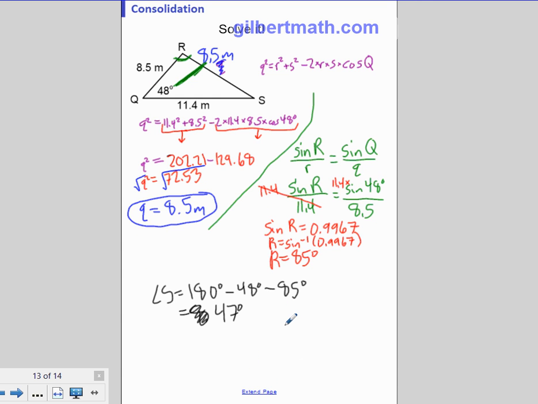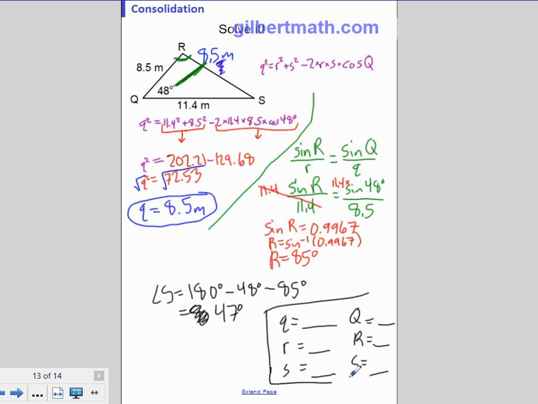Then you can go ahead and sum everything up: side Q equals, R equals, S equals, angle Q equals, angle R equals, and angle S equals. Ideally, you would make a little summary of that at the end so that someone could look and say, all right, there's all the information, and it's easy for me to see what each side and each angle of the triangle is. Okay, so that's it for this example.